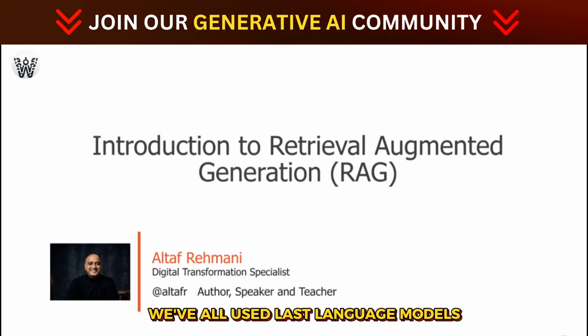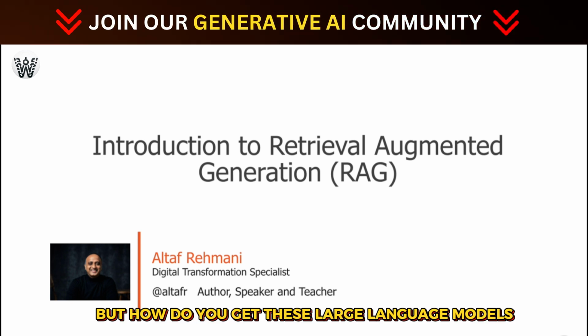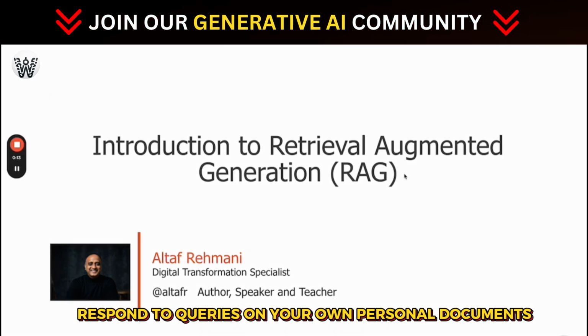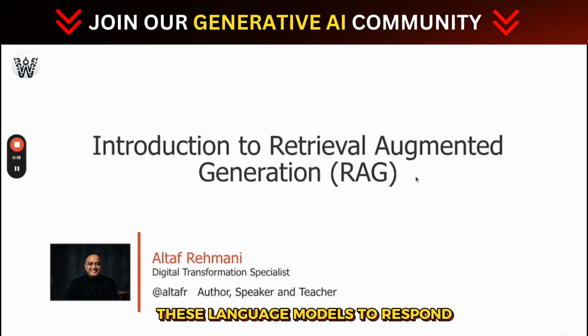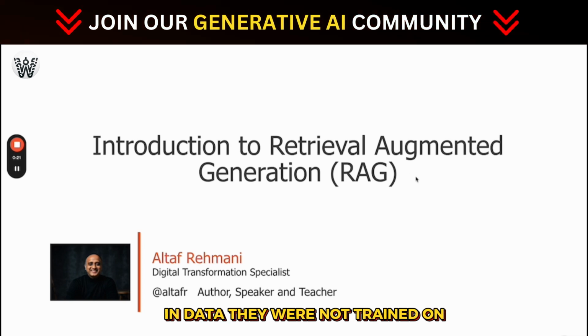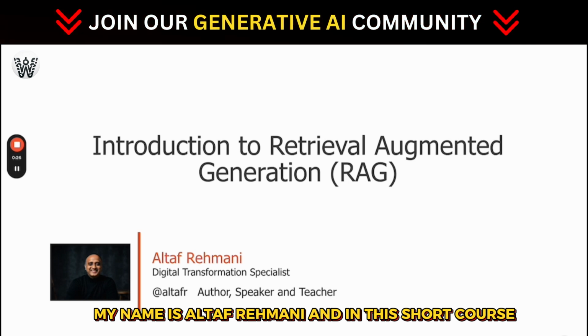We have all used large language models and are impressed by their powers. But how do you get these large language models to respond to queries on your own personal documents? Or how do you even get these language models to respond on data they were not trained on? For example, recent events.